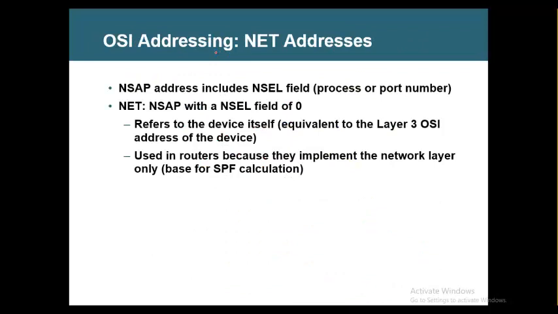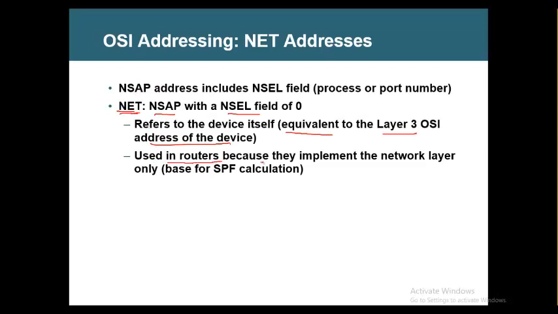Now, net address. The NSAP address includes the N selector. What is the N selector? The last zero, which is always 0 for IP. So the NSAP address includes the N selector. Net: NSAP with the N selector field of 0. So what is net? Net is NSAP and N selector. It refers to the device itself, equivalent to the layer 3 OSI address. Means the NSAP or net ID is nothing but the router ID.